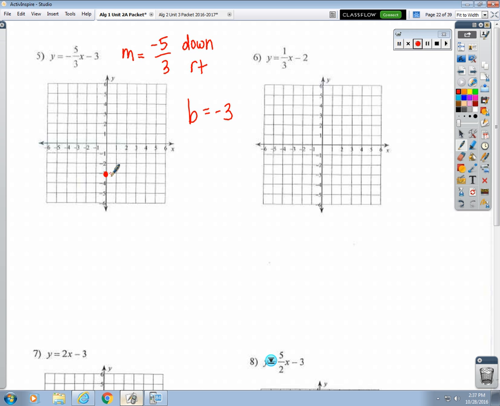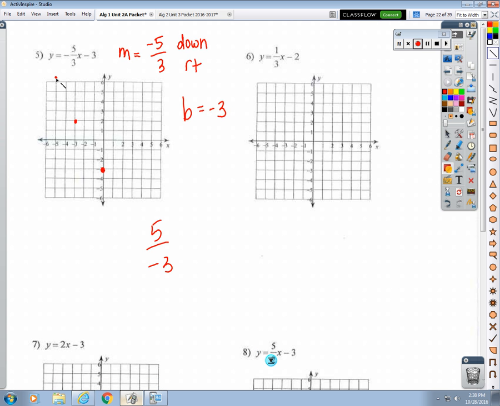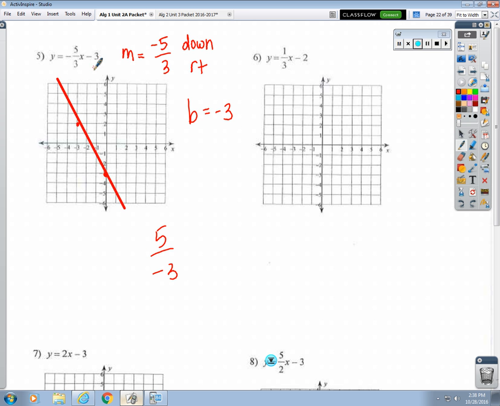But since I stuck the negative on the 5, I'm now supposed to go down 5, right 3, but that runs off the graph. So instead, I need to go up 5, left 3, correct? Which is why it probably would have been better to stick the negative on the 3, because isn't that what I just did? But you don't know that until you start graphing it, so you just have to be prepared to do the opposite if necessary. Go ahead and try number 6 by yourself.